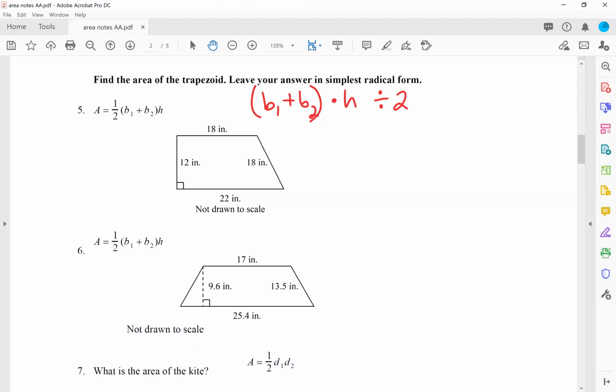So your base 1 and base 2, those are the flat sides, the ones that run parallel to each other. So here, this 18 is our base 1, the 22 is our base 2. It doesn't matter which one is base 1 and which one is base 2, as long as you have the correct two numbers. Now again, your height, it's got to be at a right angle to these bases. So this 12 is the only thing that's at that right angle. The 18, don't worry about it, okay?